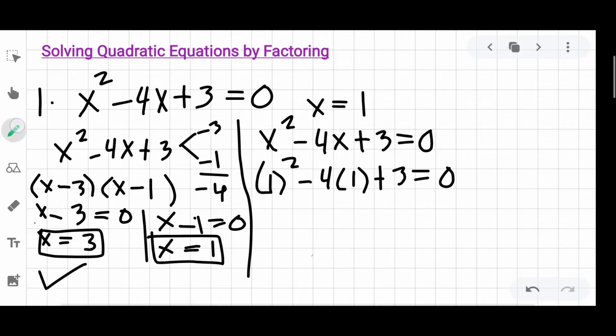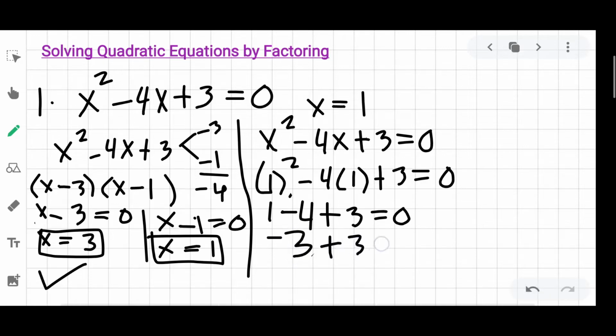1 times 1 is 1. Negative 4 times 1, the answer is negative 4. Bring down plus 3 equals 0. 1 minus 4, the answer is negative 3. Bring down plus 3 equals 0. Negative 3 plus 3, the answer is 0. Equals 0. Since equal sila, therefore, tama ang solution natin for x equals 1.